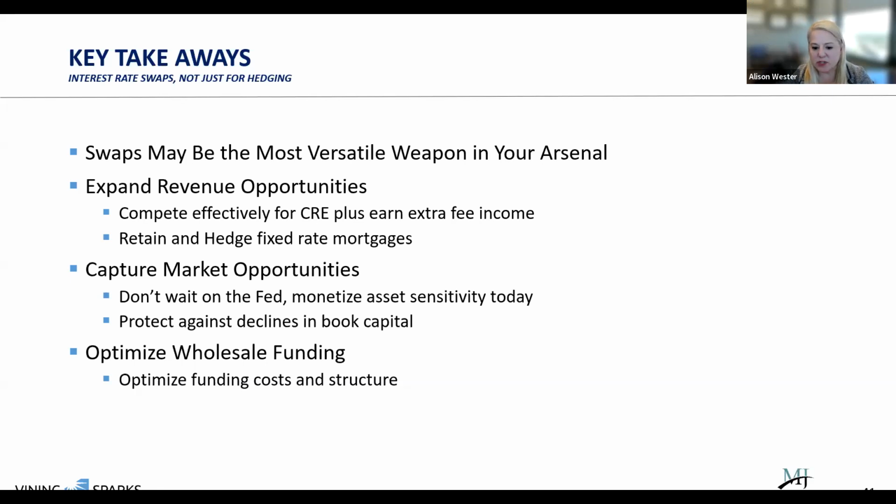We do have one question that looks like it's come in. Is there a minimum loan size that can be hedged? I guess with regard to a commercial loan, what's your recommended size if you had one?